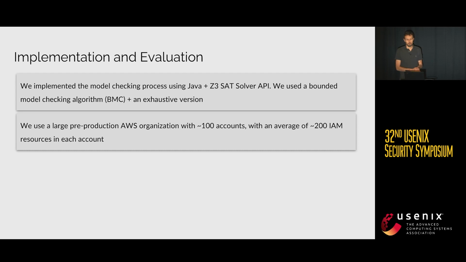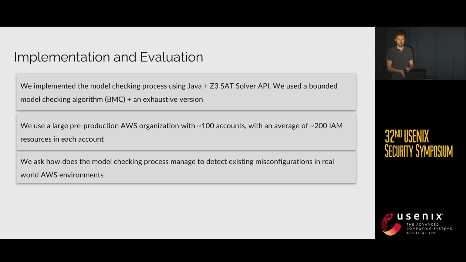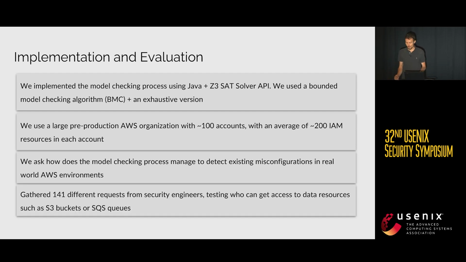For our evaluation, we used a large pre-production AWS organization with around 100 accounts, and on average 200 different IAM resources in each account. We ask: how does the model checking process detect existing misconfigurations in real-world AWS environments? To this end, we provided the security engineers in the company with an interface to this model checker. We instructed them how to write properties to check and how to use it, and we gathered 141 requests. The security engineers mainly wanted to see who can get access to data resources in the accounts, such as buckets or queues.